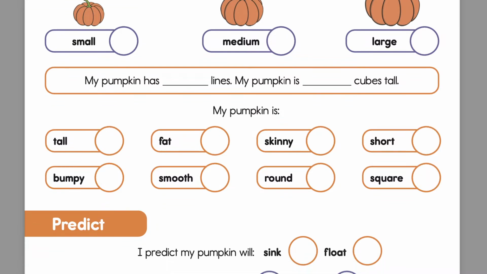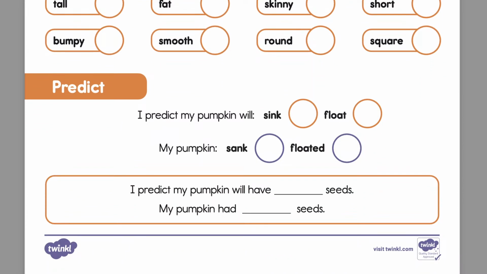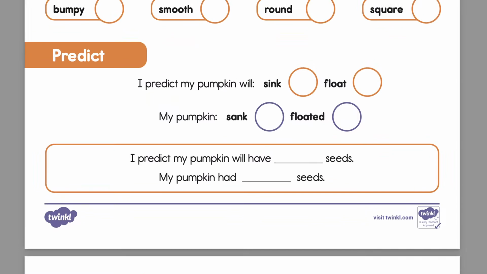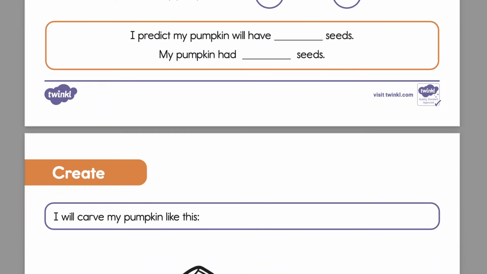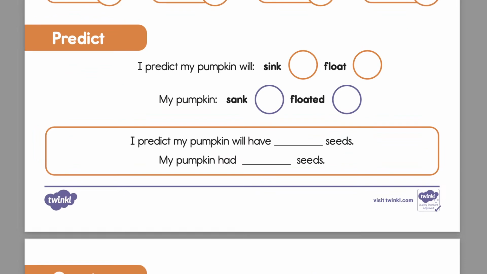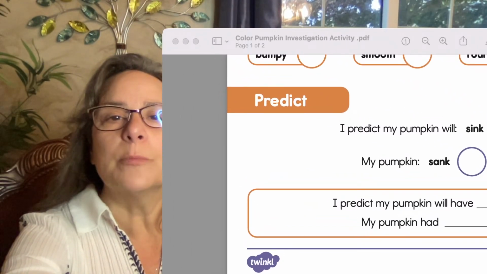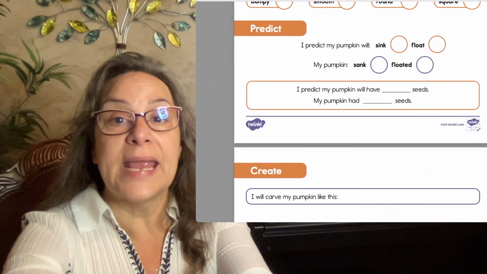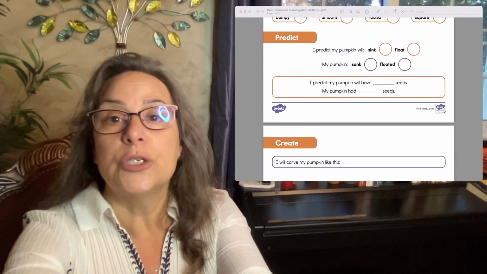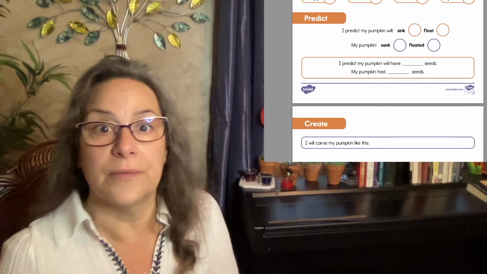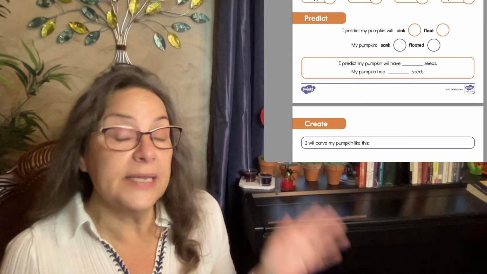All right, predict. I like this part because what this part does for you is it really helps you with your problem solving skills. When you are predicting what is going to happen, that helps you then anticipate that maybe you should be doing this, that, or the other thing, right? So I really like this part of this.